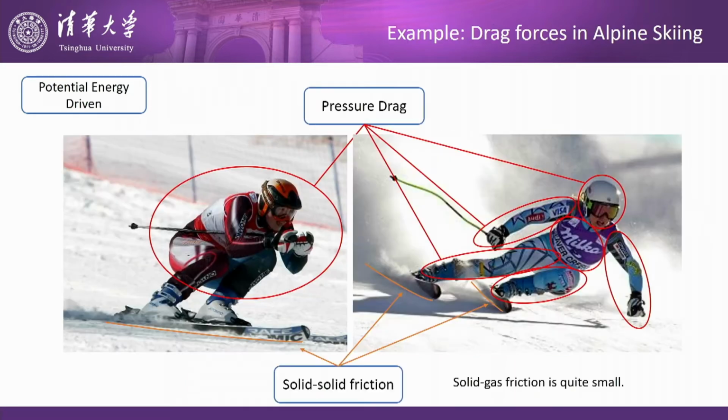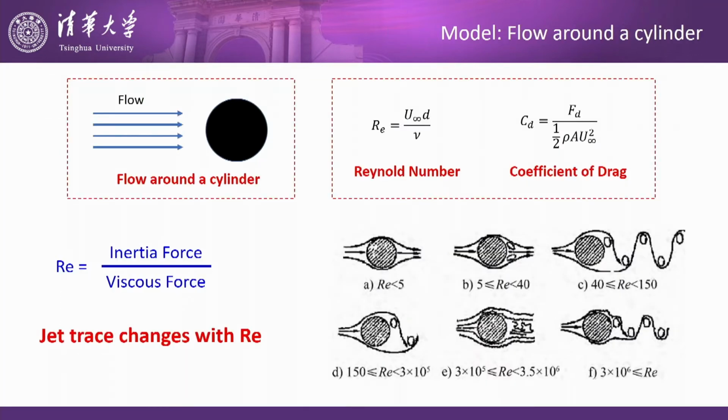Second, potential energy driven, the downhill skiing. We can see the pressure drag because of the body shape, and the solid friction between board and snow. And here, there's almost no, I should not say it doesn't exist, but it's really, really small for the frictions. Okay, so now we get the idea, pressure drag is the main part. How do we deal with it?